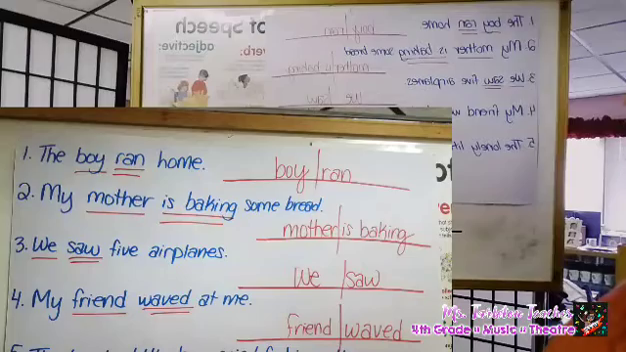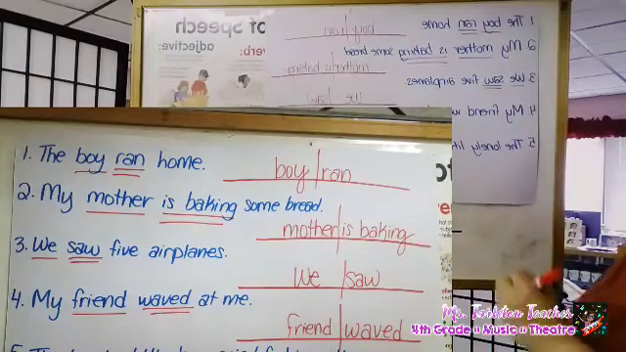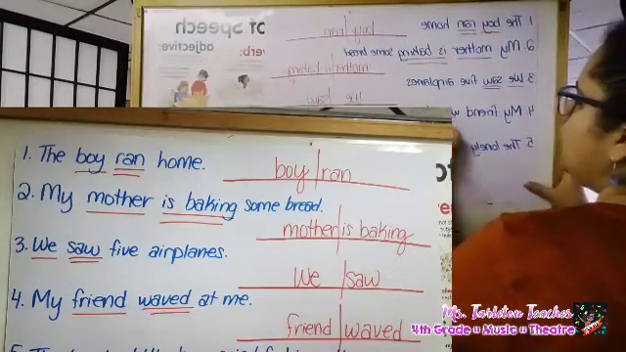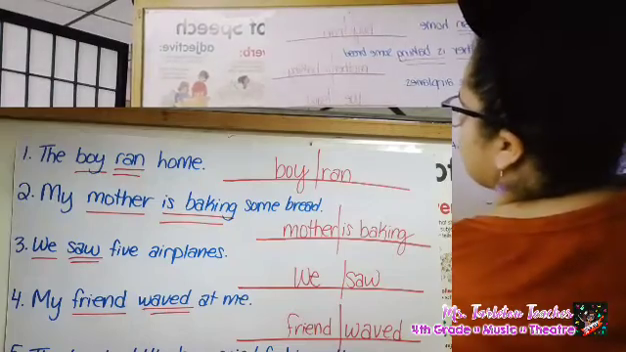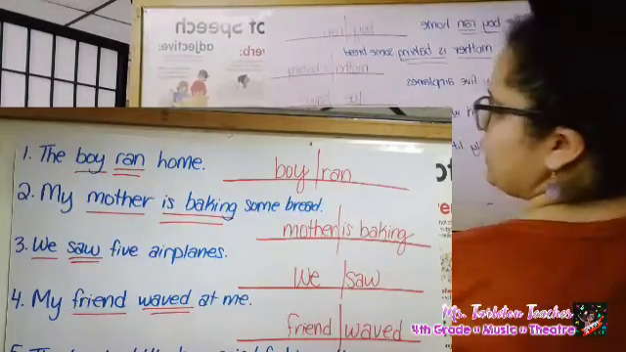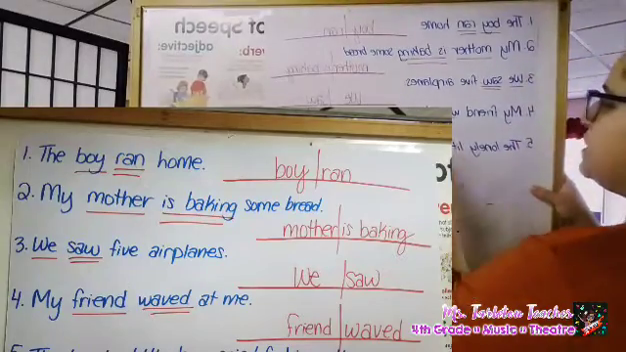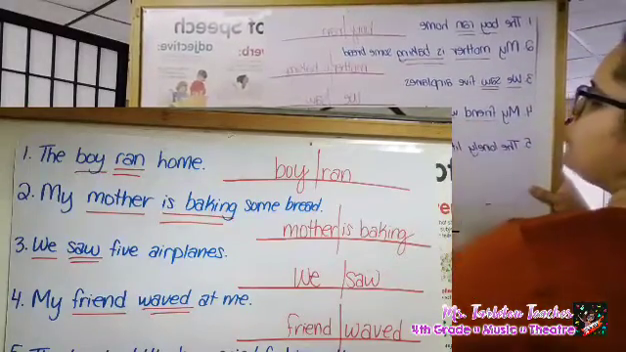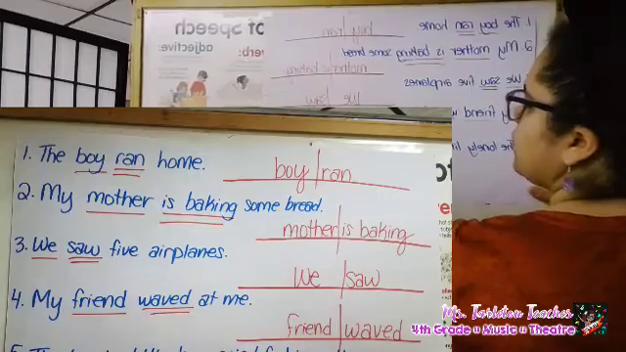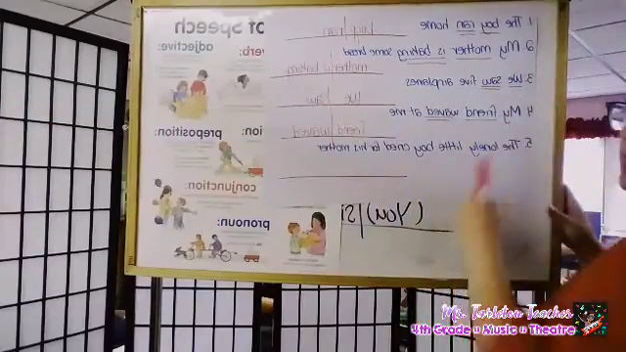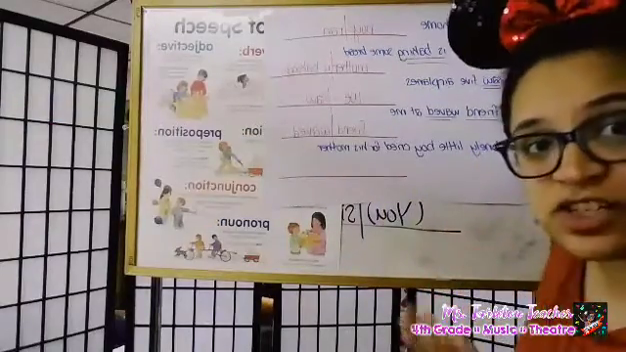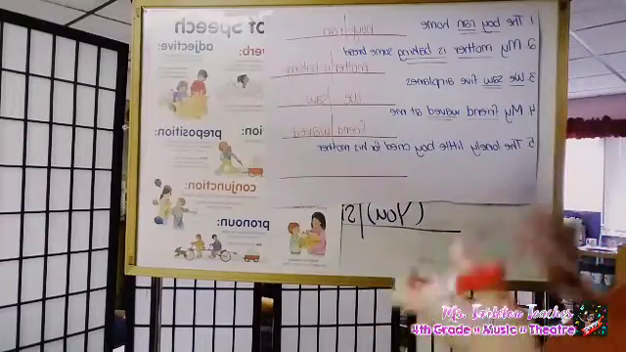Number 4, my friend waved at me. Waved is my verb. So that goes to the right on my horizontal line. I draw a vertical line to separate my verb from my subject, and I ask who waved? Friend. Friend waved. Again, you might want to say my friend, but that's extra information that we don't actually need right now. We just need to know that friend waved.